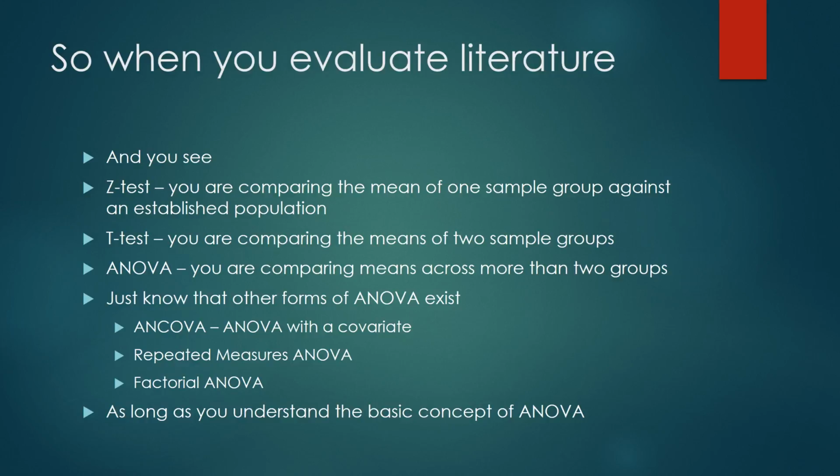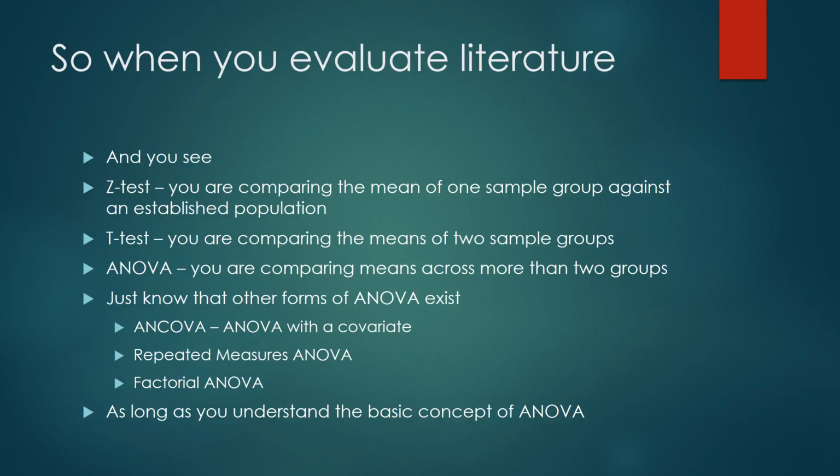So, always remember when you're evaluating the literature, if you're evaluating an article and you see z-test, remember that the researcher is comparing the mean of one sample against a population. If you see that the researcher is using t-test, it means that he or she or they are comparing the means of 2 sample groups. And if you see that the researchers are using ANOVA, the researcher is comparing means across more than 2 groups and determining whether or not there's a significant difference in any of the 2 groups.